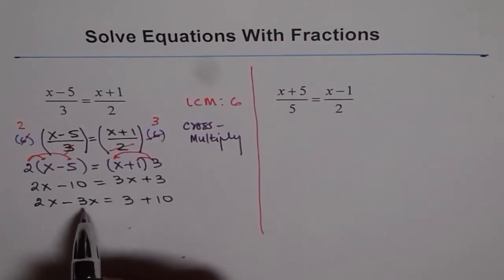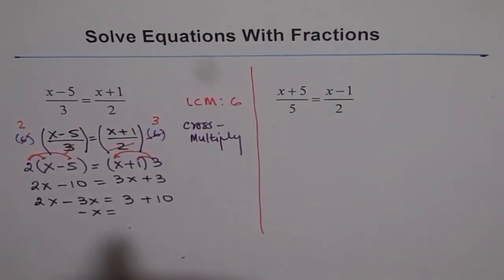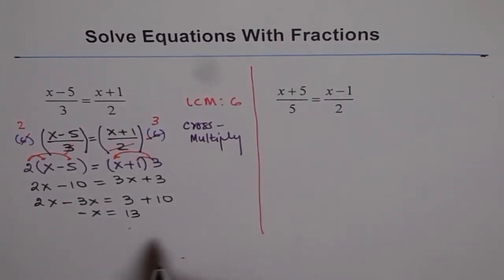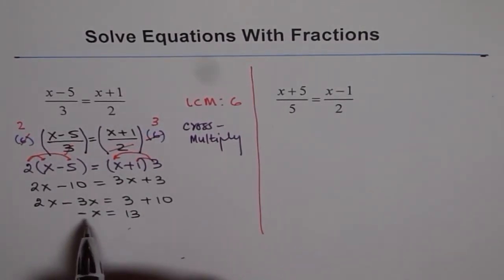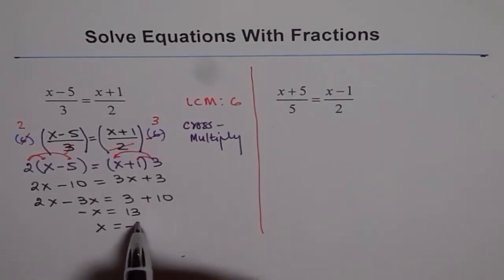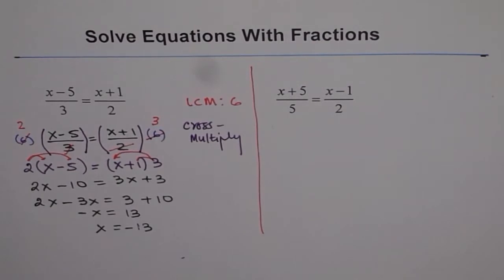2x minus 3x is minus x. Minus x is equal to 10 plus 3, which is 13, correct? And since we know minus x is 13, x should be, we'll multiply by minus 1 on both sides, minus 13. And that is our solution, correct?